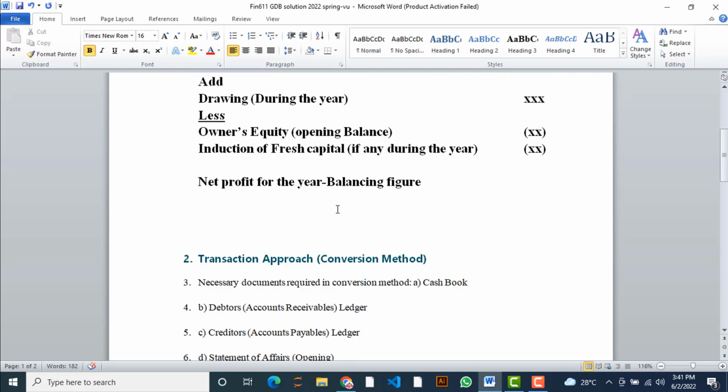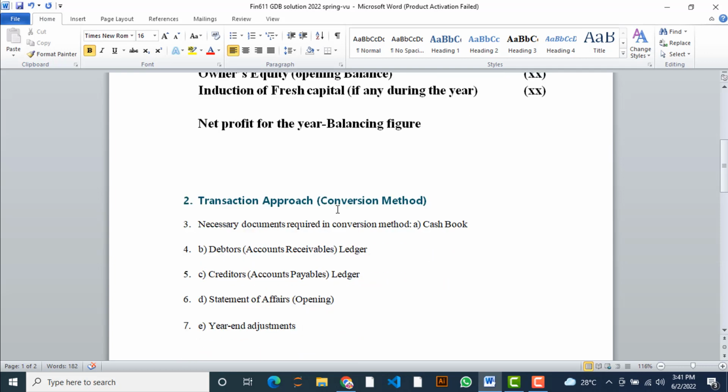Now the second approach or method is the transaction approach. It is also known as the conversion method. These are the small businesses which have enough financial sources to maintain a double entry system to some extent, or they have enough financial sources to hire an accountant to perform all these accounting affairs and other business affairs.